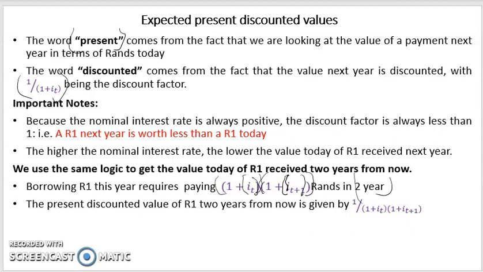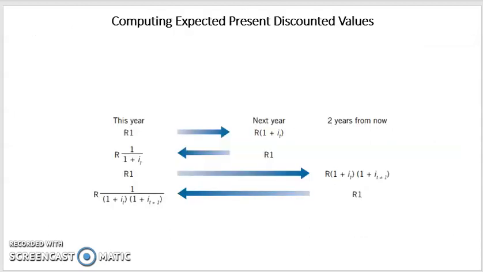So the present discounted value of 1 rand in 2 years is now 1 divided by 1 rand plus the interest rate of both this year and next year, because now you're not only looking at one interest rate, but also at an amount earned with an interest rate over 2 years. So our formulation of the discount factor is represented graphically here.